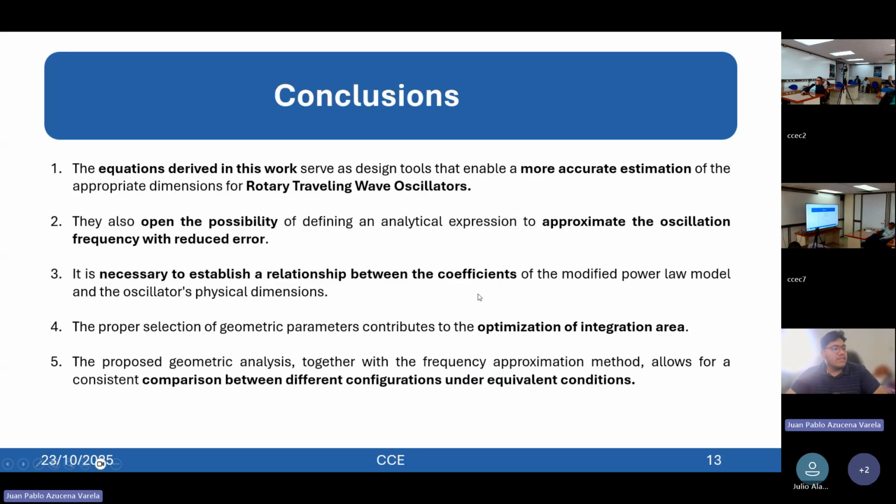It's necessary to establish a relationship between the coefficient of the modified power length model and the oscillator physical dimensions. The proper selection of the geometric parameters contributes to the optimization of the integration area. And finally, the proposed geometric analysis, together with the frequency approximation method, allows for a consistent comparison between different configurations under equivalent conditions.